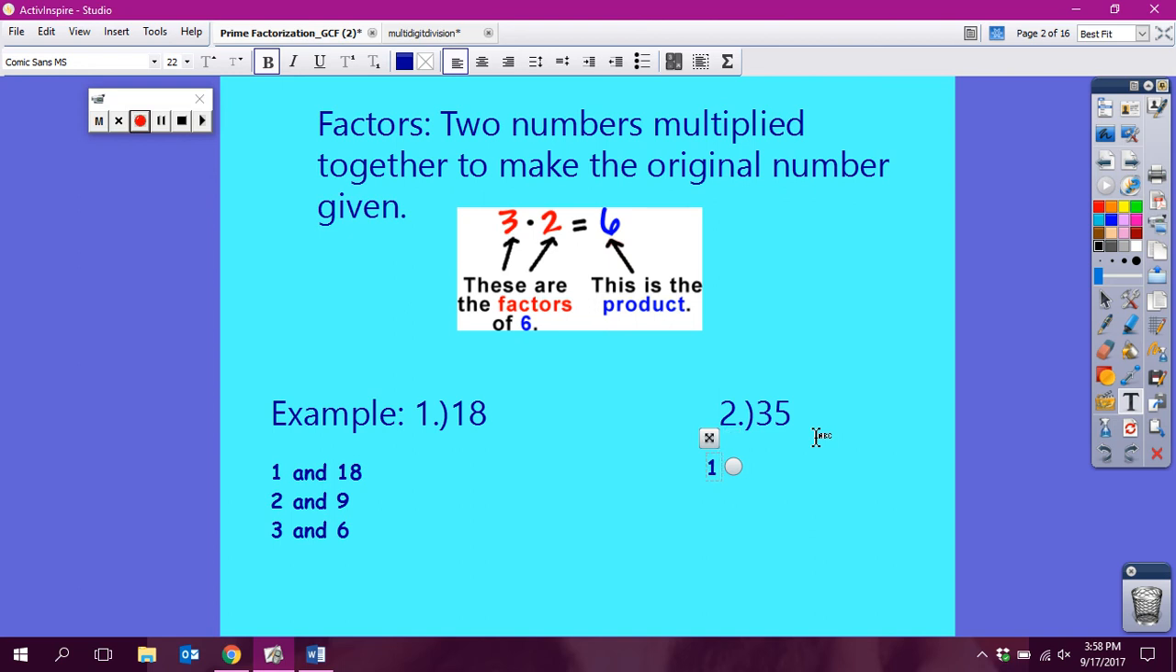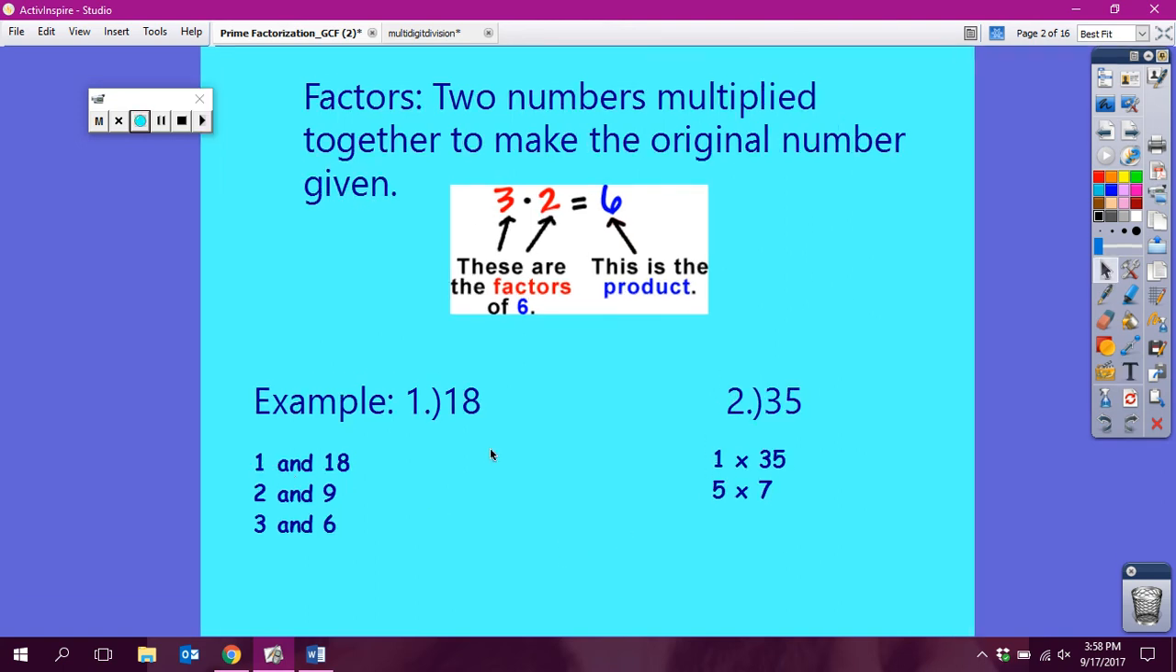For 35, I could do 1 times 35. I could do not 2, not 3, not 4, but I could use 5 times 7. And remember, if we do the reverse of these, like 35 times 1 or 7 times 5, that's exactly the same, so we don't want to list those twice. As you can see by comparison, 18 has more factors than 35.